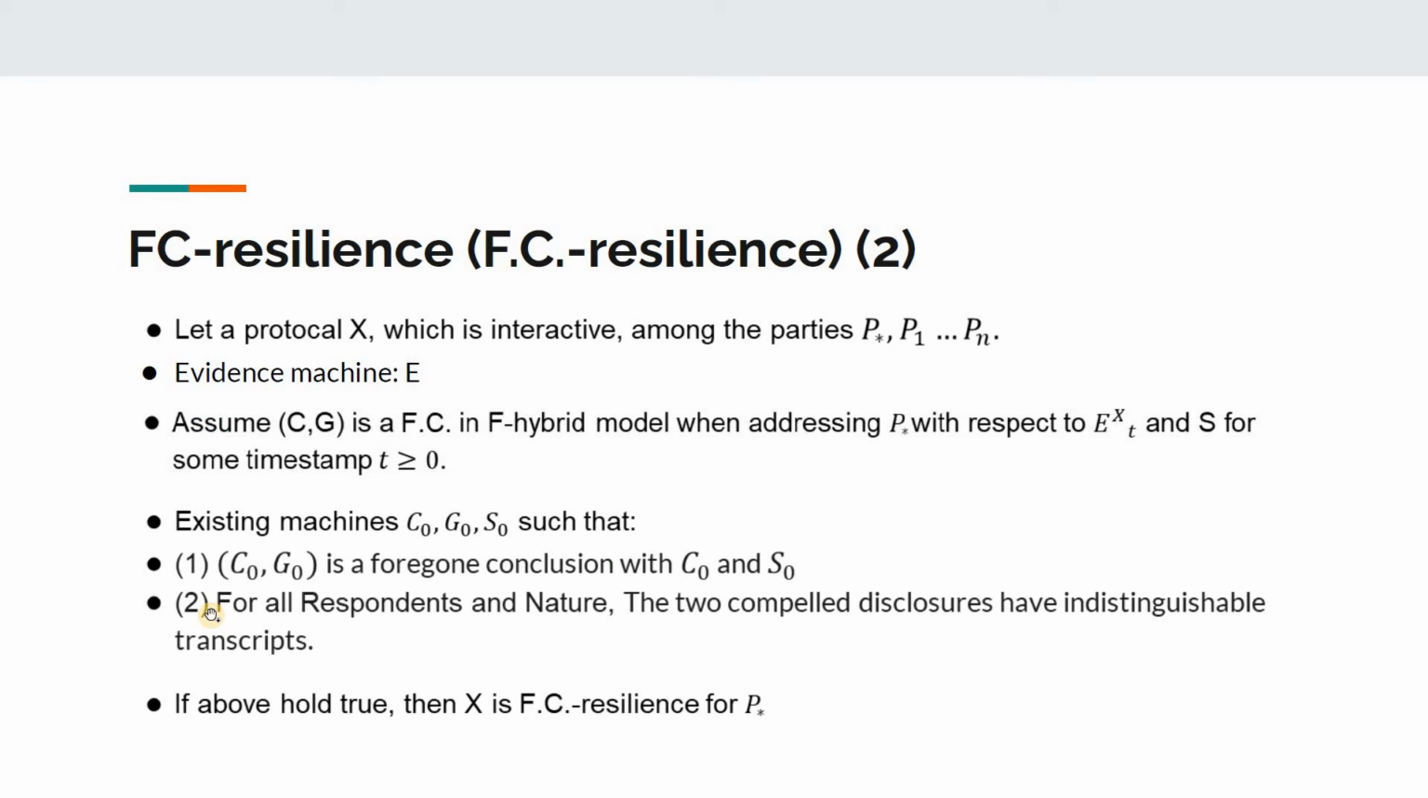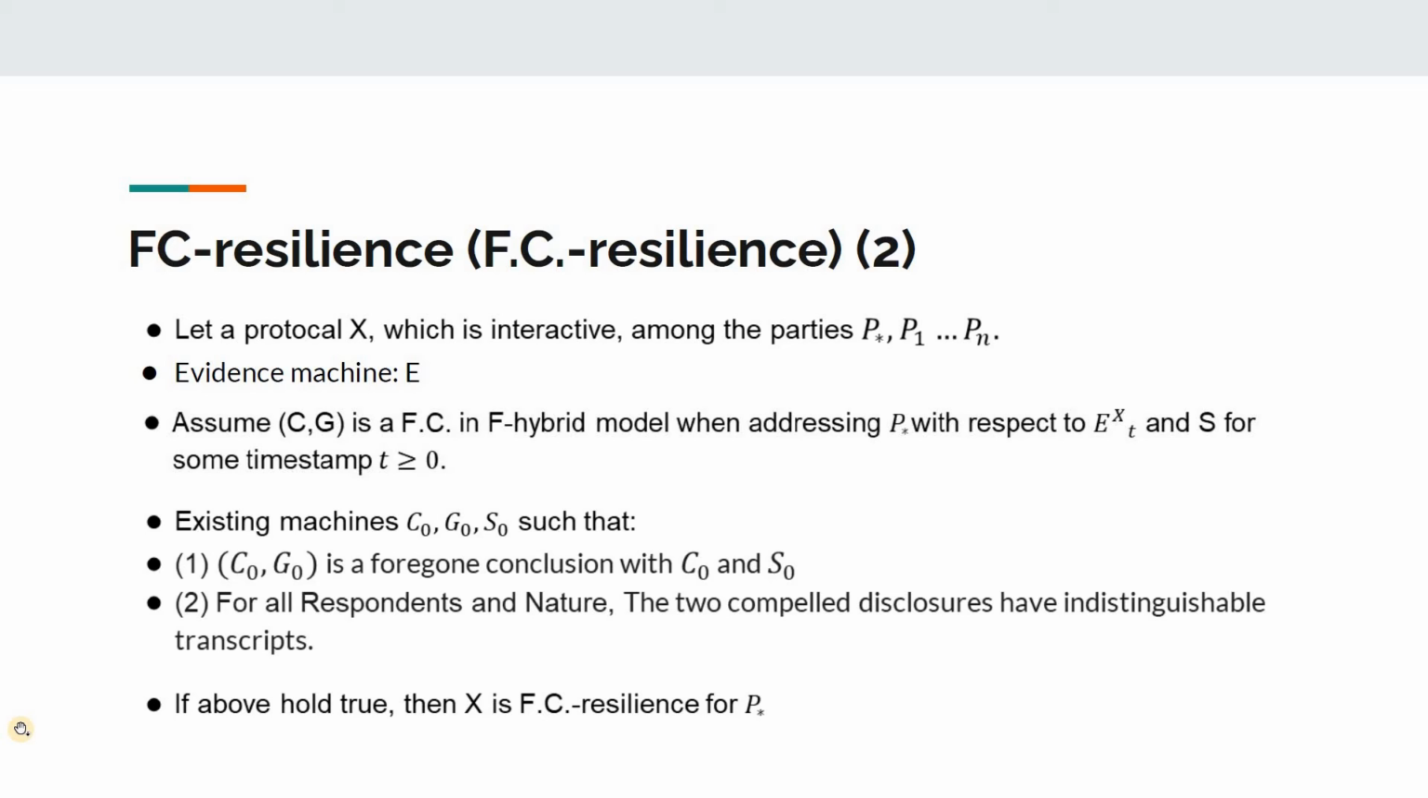Okay, we now propose a model here which is FC resilient. Let a protocol X here be interactive among the parties P star, P1, P2, up to Pn. We use P to represent the parties, and we have an evidence machine called E, and now we assume CG is a FC in an F hybrid model, where assessing P star with respect to Ext and S for some time T which is greater than 0. Here I would like to talk more about Ext, which will run an evidence machine E and check the X multiplication to a nature N in the hybrid model we mentioned with secure arrays. And S is a simulator which we mentioned previously about the settings.